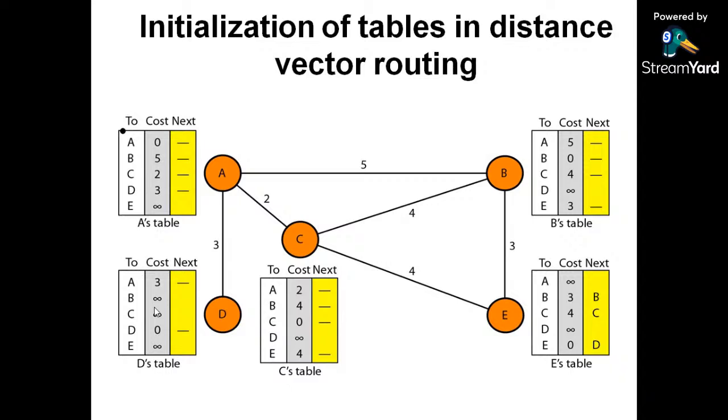Again here in B's table, we find that the distance of A from B is 5. Distance of C from B is 0. Then distance of B to B is 0. Distance of C is 4 from B. And distance of D, there is an intermediate node, so value is infinity. Now distance of E from B is 3. Thus, each node has its table, that is initialization of tables in distance vector routing.